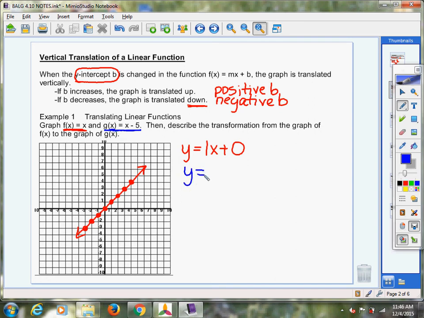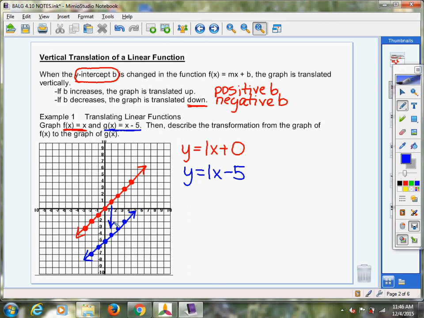I still have the same slope, but instead of 0, the y-intercept has changed to negative 5. So we're going to go down here, mark negative 5. I'm going to go up 1 right, up 1 right, up 1 right, or down 1 left, down 1 left. Okay, I have enough points. Now look at what happened to this line. This line is exactly the same angle as the red line, so they're technically parallel lines. And all that happened was this red line shifted down 5 units.